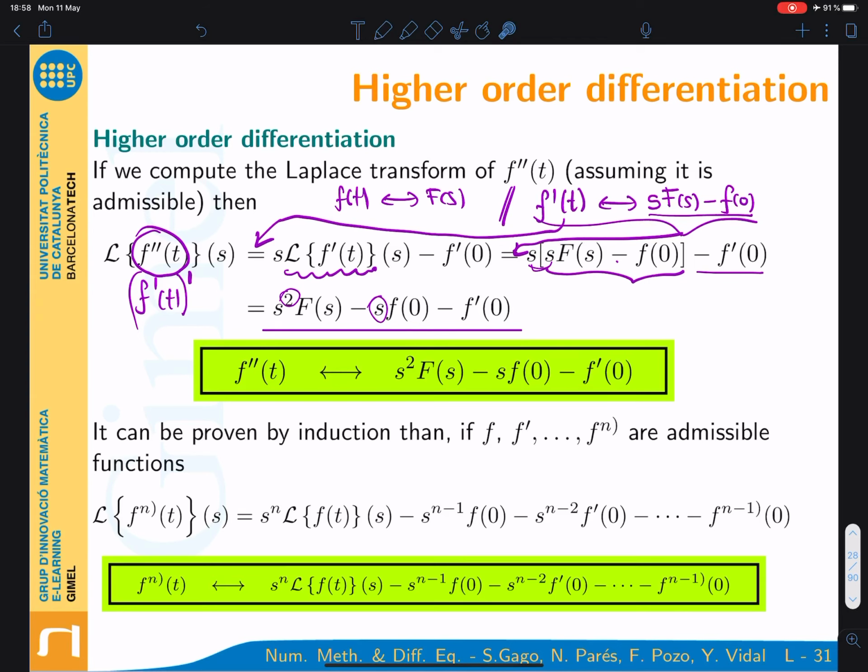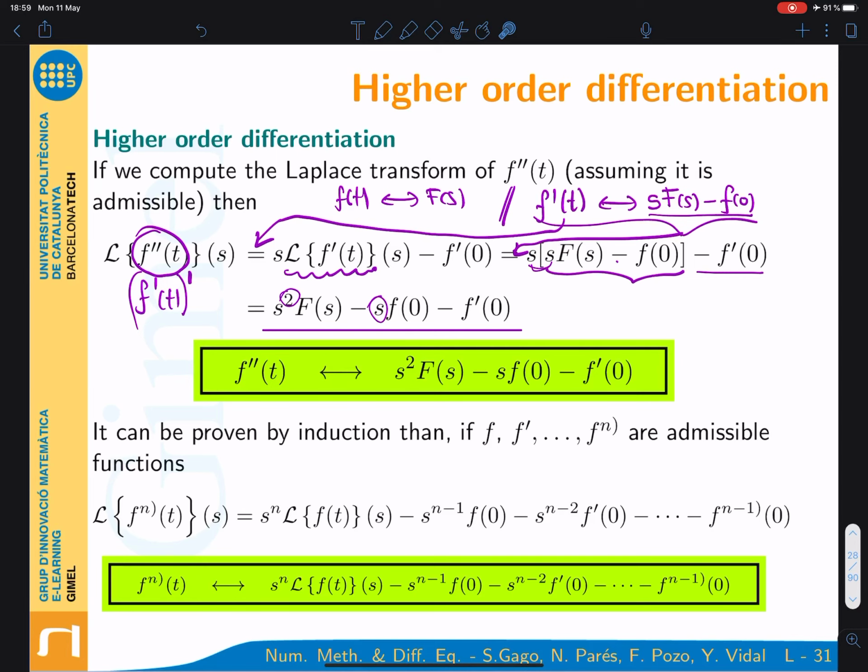So the Laplace transform of f prime prime, what in time means computing the second derivative, in the frequency domain is just multiplying by s squared. Maybe also subtracting some constant values here, minus s f of 0, well, this depends on s, and minus f prime of 0. So this is a very important property, and we can compute this in general.